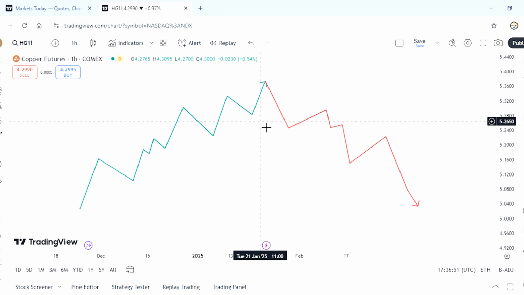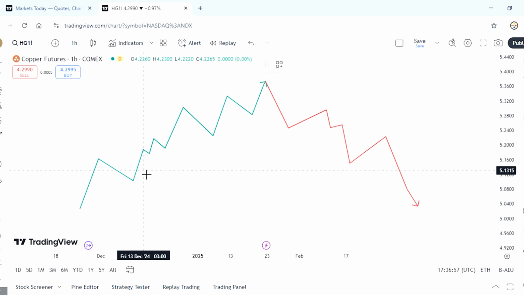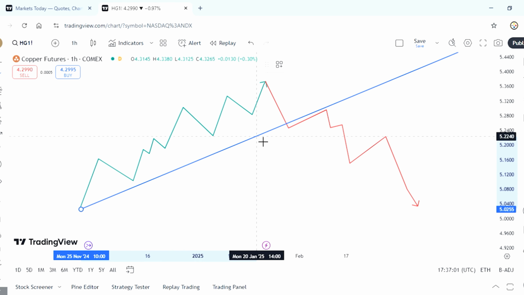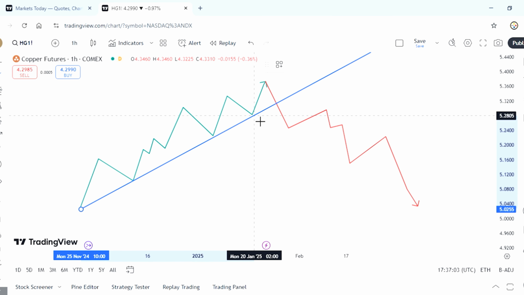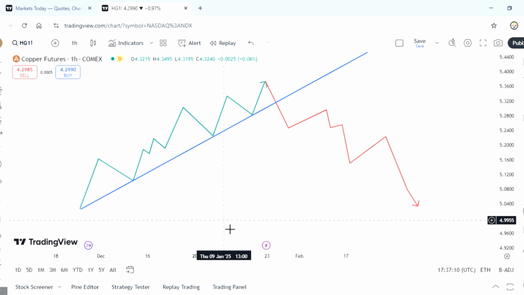You want as many touch points as possible, and I'll show you what I mean. So if you come over here to your tools, you grab array. You always want to start at the lowest point and drag it up to the most recent higher low. And this is what's called a trend line.